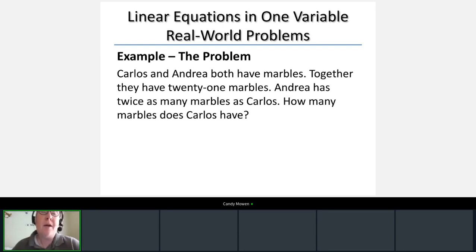Carlos and Andrea both have marbles. Together they have 21 marbles. Andrea has twice as many marbles as Carlos. How many marbles does Carlos have? Okay, we read through it. Now we're going to dissect it.